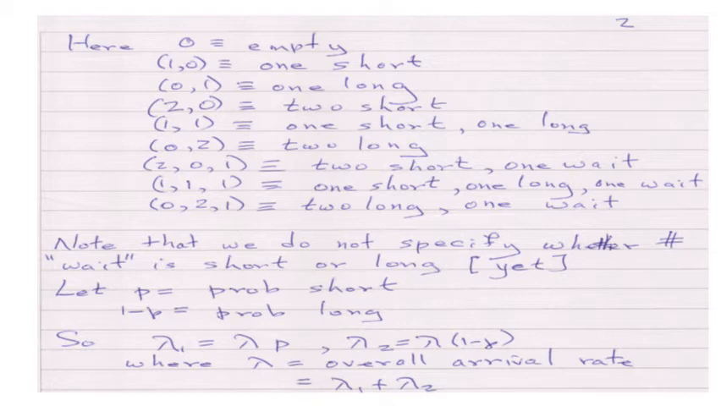We could also get up to a triple where we have 3 customers in the system, 2 short and 1 waiting. We're not going to specify what that waiting one is yet. 1 short, 1 long, and 1 waiting. 0 short, 2 long, and 1 waiting.